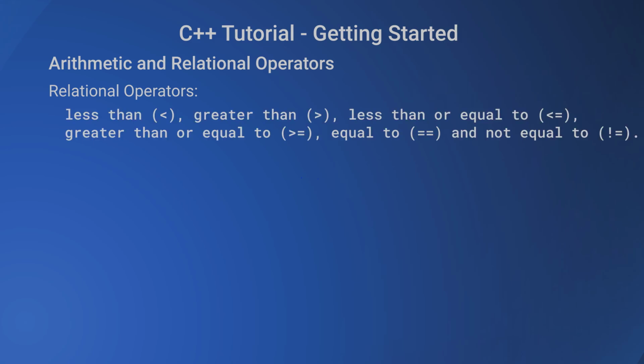Relational operators. The relational operators are less than, greater than, less than or equal to, greater than or equal to, equal to, and not equal to. For example, x < y, x > y, x <= y, x >= y, x + y == a + b, and x != -1.